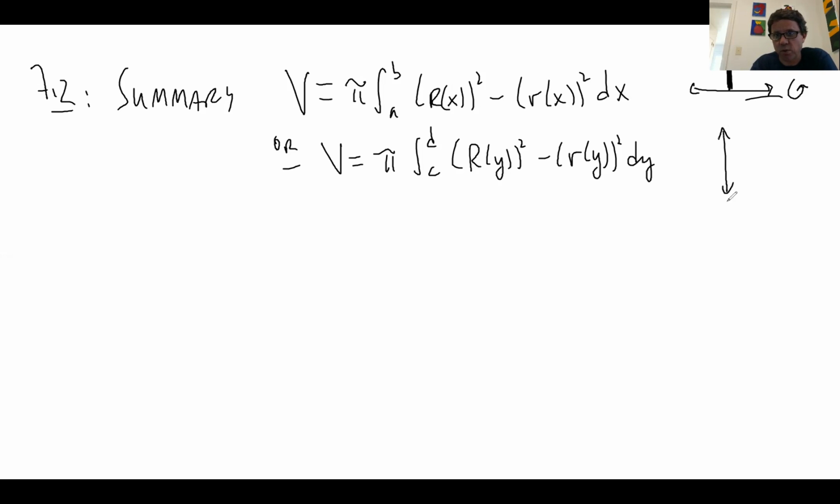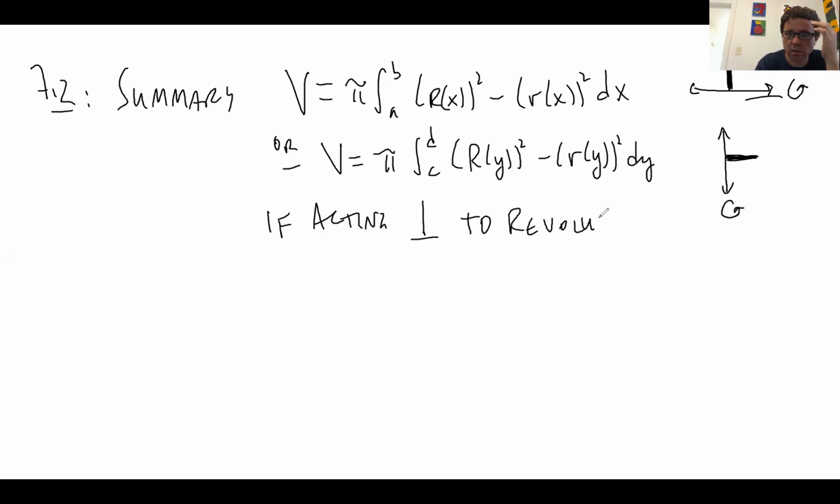Same thing for the y-axis or any sort of vertical axis, then you're going to want to look left and right. So if you're acting perpendicular to the revolution axis, then you end up getting the disk or washer if you have a hole method. So that's what 7.2 is.